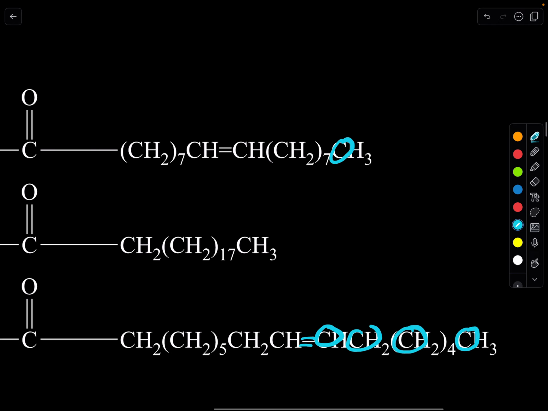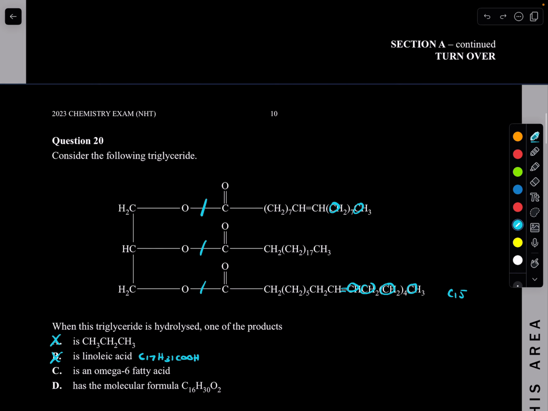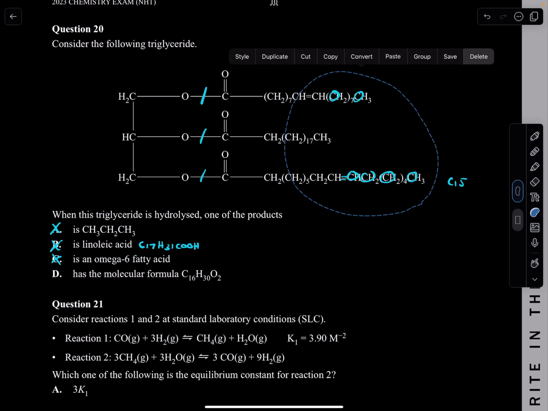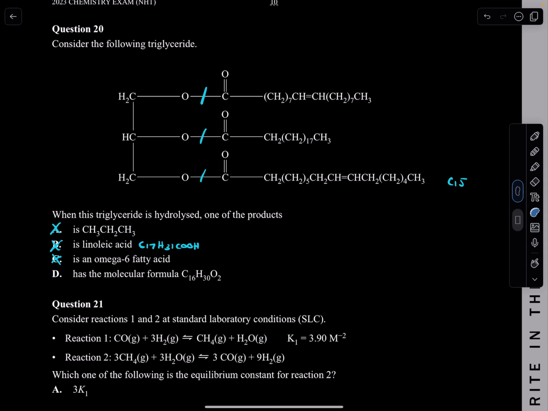This one here, we have 1, 7, so that's 8, 9. This is an omega-9 fatty acid, so not even omega-6. So it has to be D. But now let's just double check if it is D. I want to make sure we double check that. So, okay, it's saying it has a molecular formula of this.